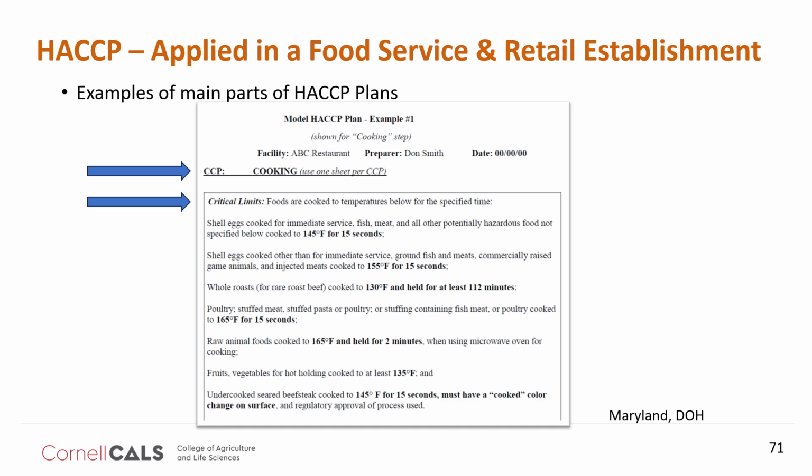This first one is grouping everything by steps that represents CCPs in different processes. For example, this is a group representing cooking. It lists all of the foods that are cooked and defines the critical temperatures and times that need to be reached. For example, eggs you need to cook to 145 or 155 for 15 seconds, whole roast to 130 for 112 minutes, poultry to 165 for 15 seconds, and similar.